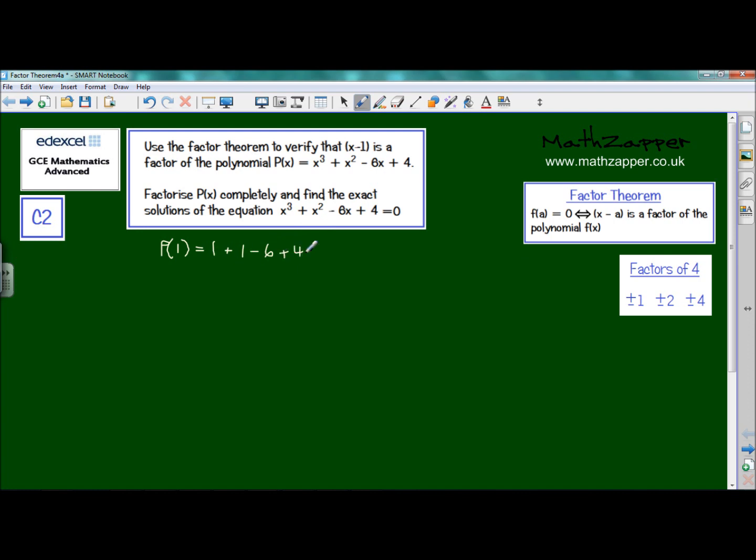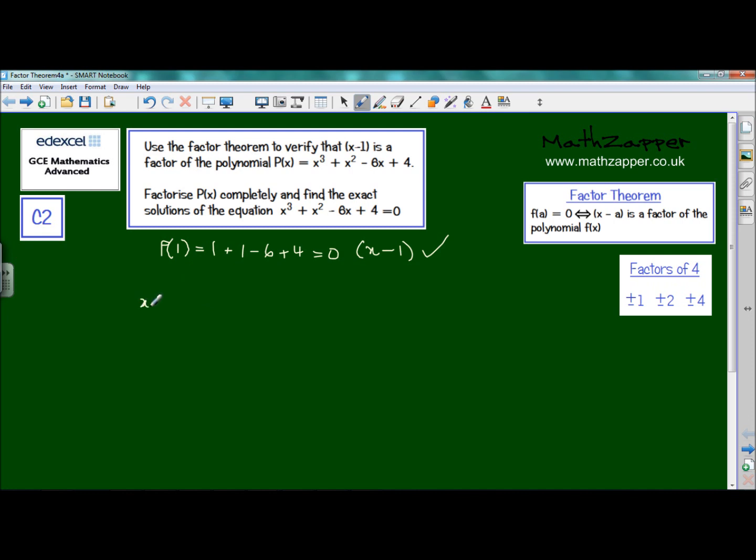And now we can just add up all the numbers. 1 plus 1 is 2, 2 plus 4 is 6, 6 minus 6 equals 0. So therefore we can say that x minus 1 is a factor. And now what we're going to do is find out if there are any other factors there. We may find 2 more factors, we may find a quadratic factor, but we'll do this by long division.